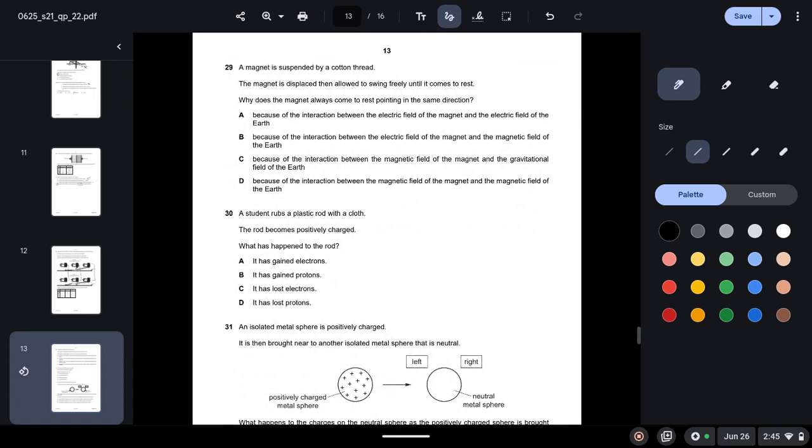29. A magnet is suspended by a cotton thread. The magnet is displaced and allowed to swing freely until it comes to rest. Why does the magnet always come to rest pointing in the same direction? Let's go through the options.